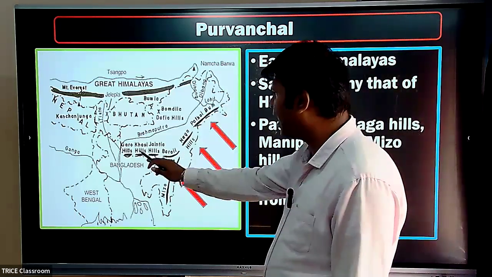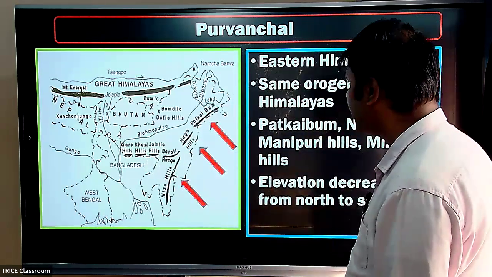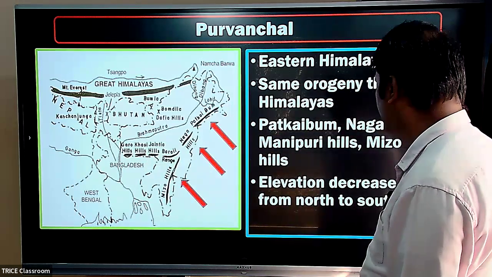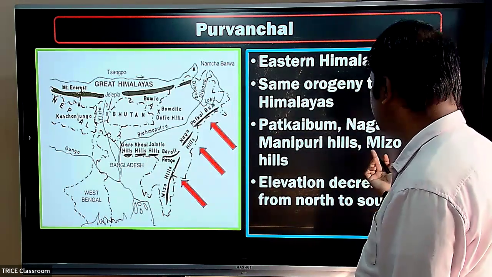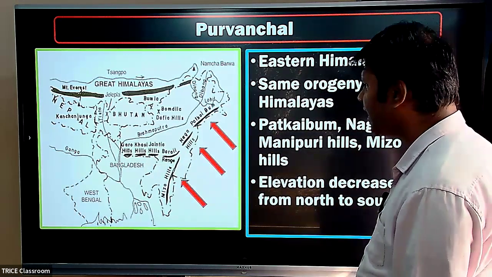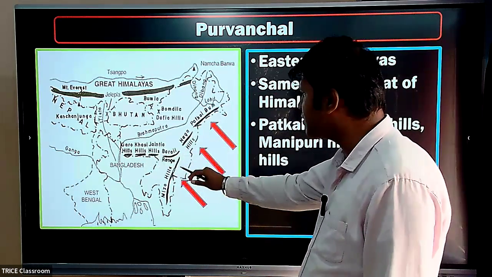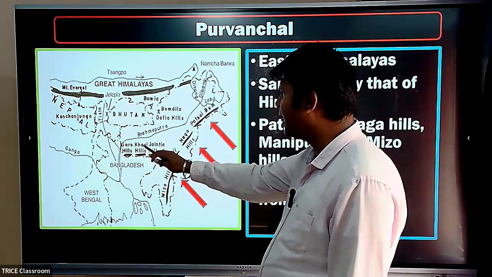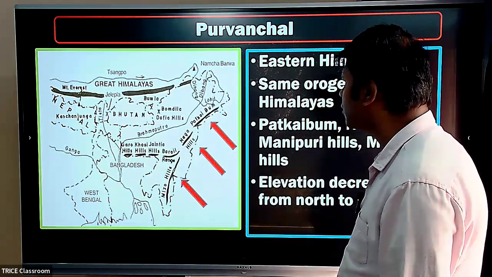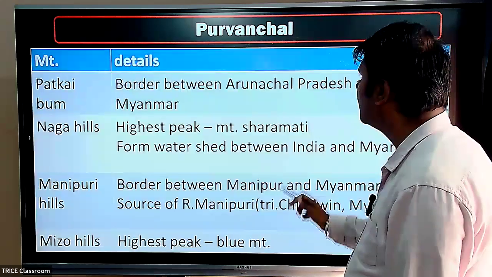You also have the Khasi, Garo, Jayantia hills. These are all hilly areas where most of the tribal population is located even today, right? So Naga Hills, Manipuri Hills, Mizo Hills. Most of these hills are named after their tribes: Garo Hills, Khasi Hills, Jayantia Hills, Naga Hills, Mizo Hills. Khasi, Garo, Jayantia, Naga, Mizo are all tribes. So these mountains have also been named after their tribes, right? Okay.